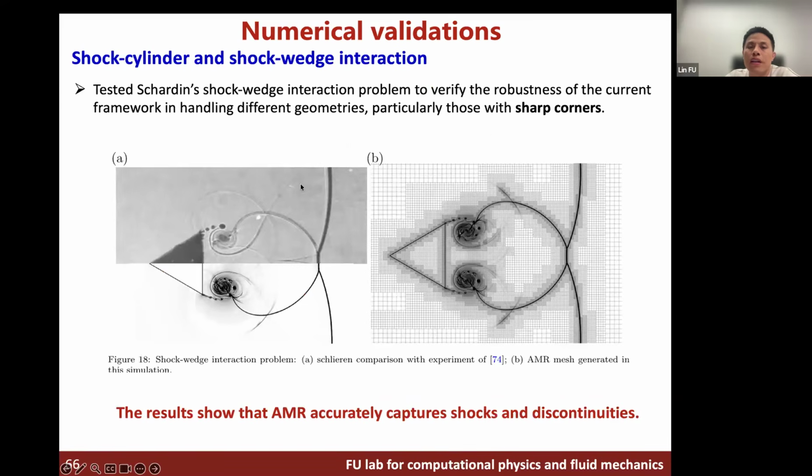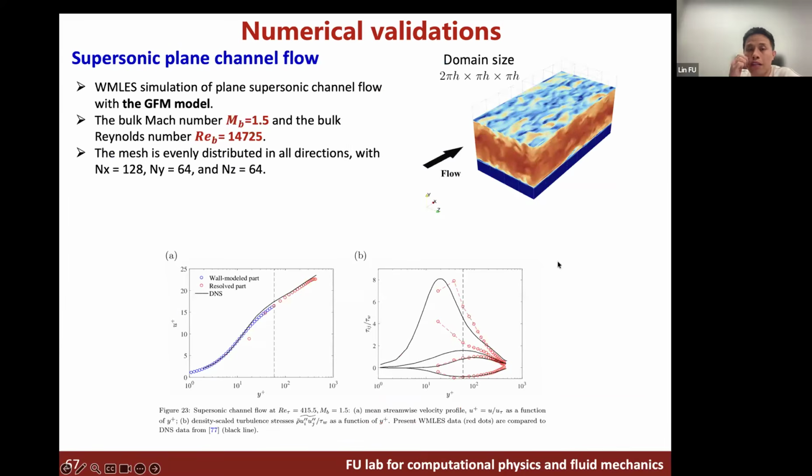Okay. Here we show this shock-cylinder and shock-wedge interaction. We compare with the experiment. We show you the capability of shock capturing of the Tino scheme and also numerical stability as well as adaptive mesh capability. And we first validate turbulent channel flow at Mach number 1.5. You can see that with our new model, for the resolved part, this red color, and the blue color in the modeled part, we get excellent agreement with the velocity, and even for the Reynolds shear stress, you can see that we still get good agreement above the matching point.